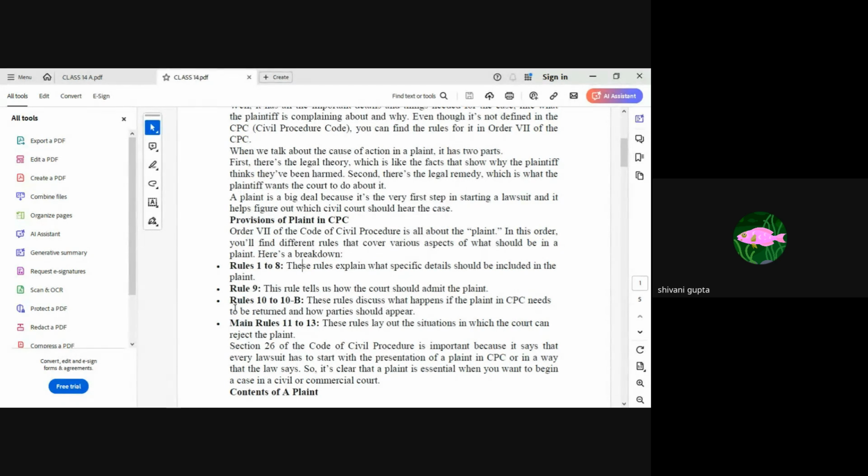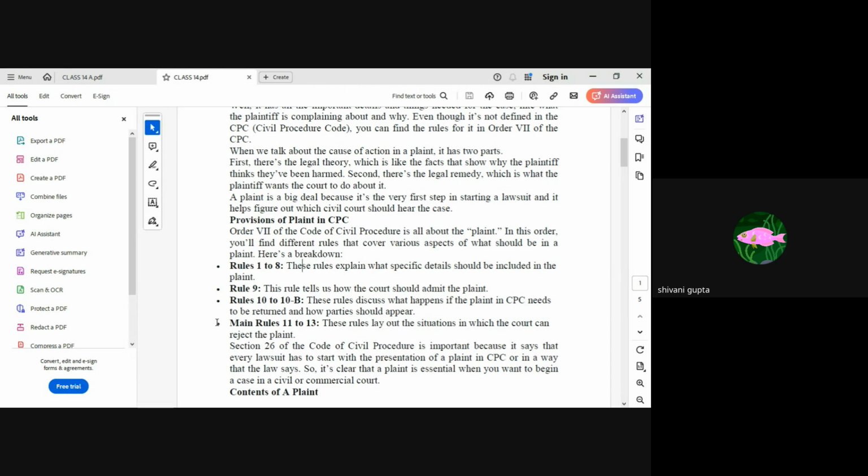Okay, so rule number 9 tells us how the court admits the plaint. If the plaint is not complete, or if the plaint is not prepared as per rules number 1 to 8, then the plaint gets rejected.